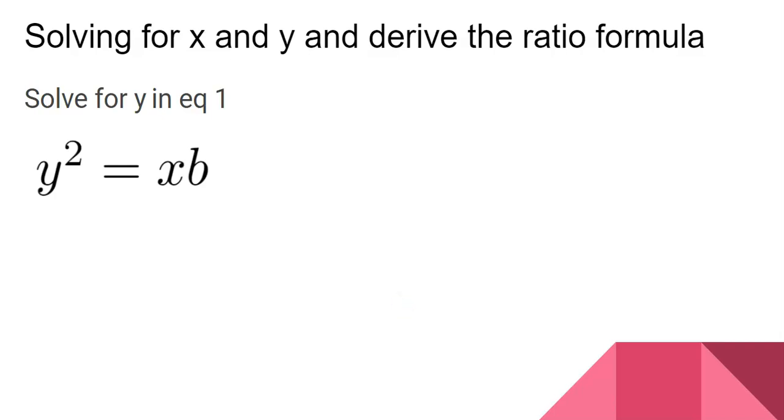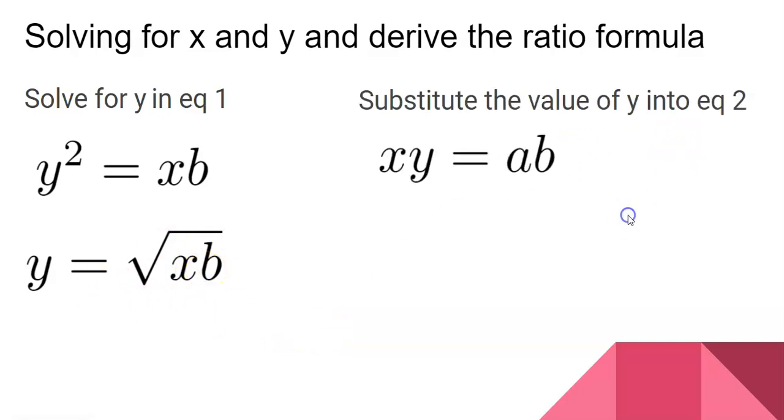The first quadratic equation is y squared is equal to xb. So we take the square root of both sides. So we now have y is equal to square root of xb. Next, we're going to substitute the value of y into equation 2, xy is equal to ab. The second equation again. So we substitute the y with square root of xb or square root of bx. So we have x times square root of bx is equal to ab.